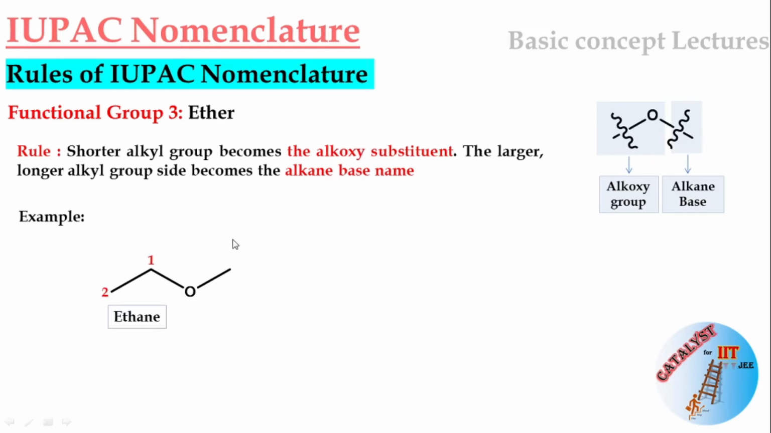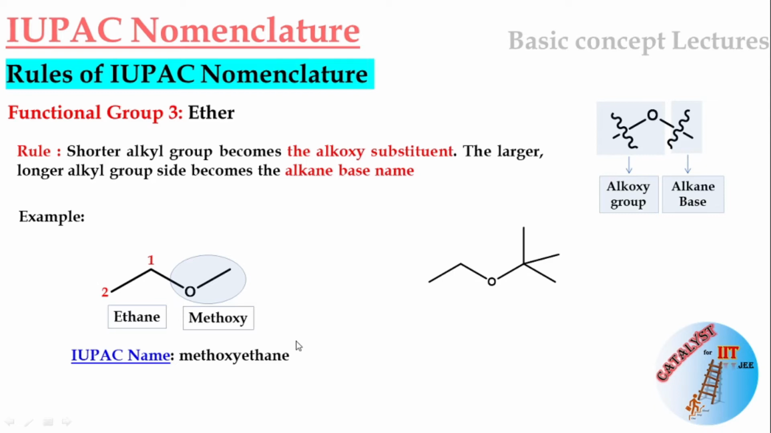Okay, now 1, 2 means the larger or longer alkyl side group. So that would be termed your alkane base. Alk means the number of carbons present in your parent chain. It means 1, 2 means eth. So this is saturated, that's why it will be ethane. While this moiety has only one carbon, so that would be the shorter alkyl group, and with oxygen it will be termed your methoxy, and the IUPAC name for this example will be methoxyethane.